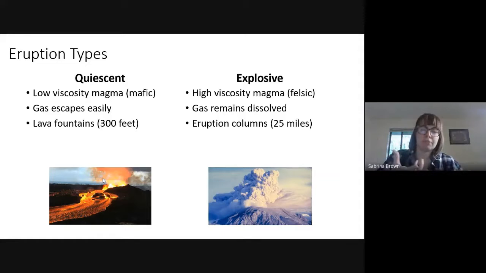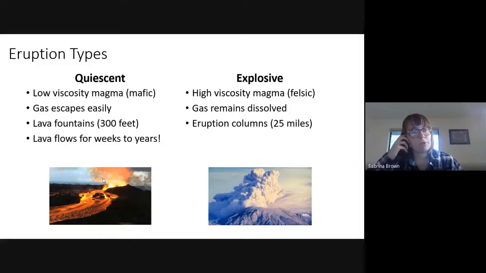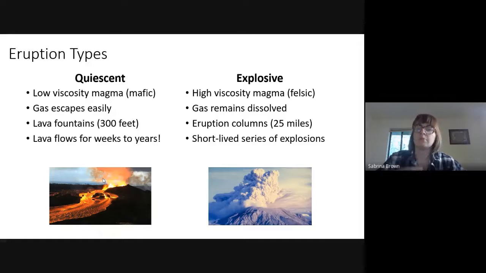So our explosive eruptions are these sort of classic ones that we are intrigued by when we are kids. But with our quiescent eruptions, we have eruptions that are lasting for weeks or even years. And with our explosive eruptions, it's much more shorter lived, right? So you might have a series of explosions over a short time period, and then that volcano is dormant for a really long time.